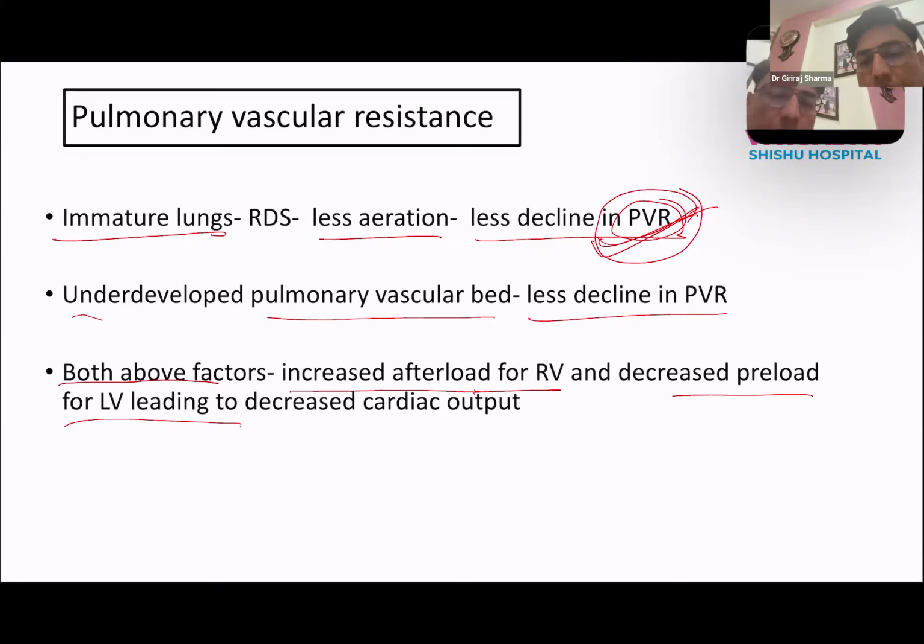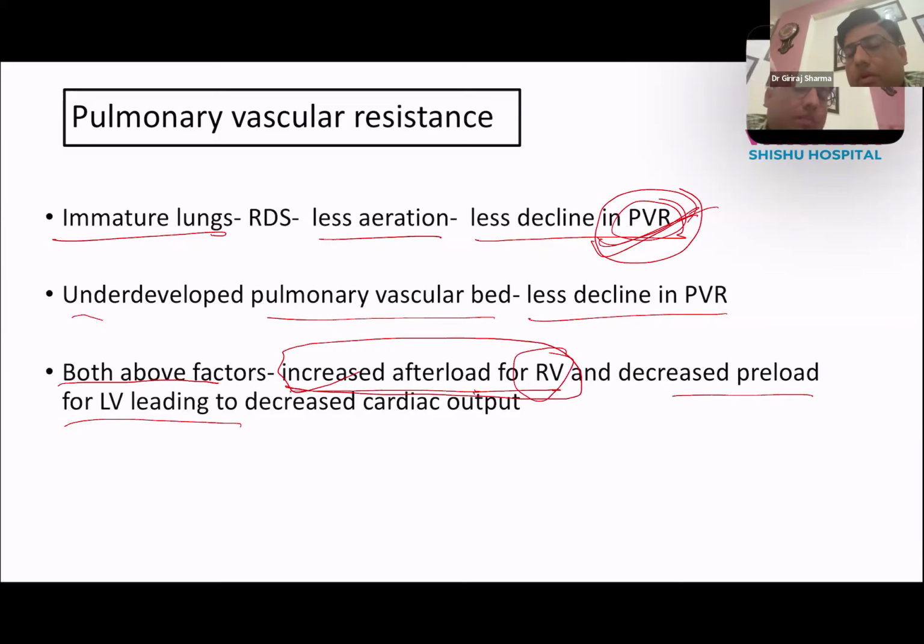So in preterm babies, risk of hemodynamic instability or shock will be higher, because here PVR is still very high, and in high PVR there will be increased afterload on the RV. Right ventricle afterload will be higher because of the higher PVR. And there will be decreased preload to the LV, because PVR is high, so pulmonary blood flow also will be less, and pulmonary venous return to the left atrium also will be less, meaning preload also will be less. Because of the less preload to the left ventricle and higher afterload to the right ventricle, there will be risk of decreased cardiac output and shock in preterm babies.